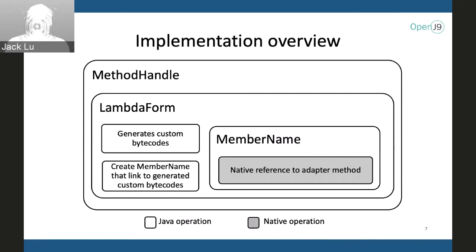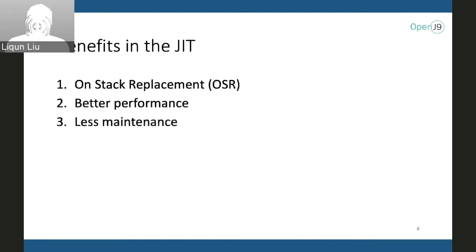Now I will pass it over to Liqun to discuss the benefit from the JIT side. Thanks, Jack. So there are 3 benefits on the JIT side that come with this change. The first one is on-stack replacement.